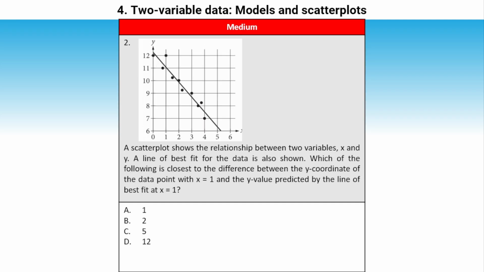So let's see the next one with medium difficulty. Two variable data models and scatter plots. Okay, I think we are continuing the same topic, not a new one. A scatter plot shows the relationship between two variables x and y. A line of best fit for the data is shown. Which of the following is closest to the difference between the y coordinate of the data point with x equals 1 and the y value predicted by the line of best fit at x equals 1? So at x equals 1, the value of y is 12, but the value predicted by the line is 11. So the difference is 12 minus 11, that is 1. So A is your answer.